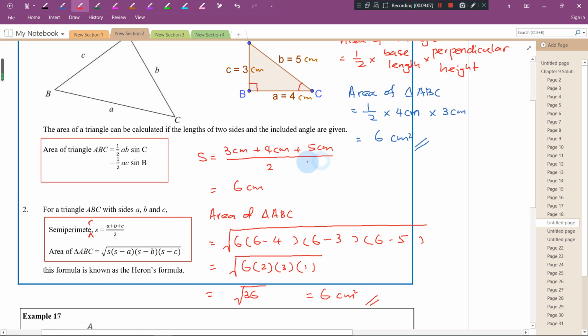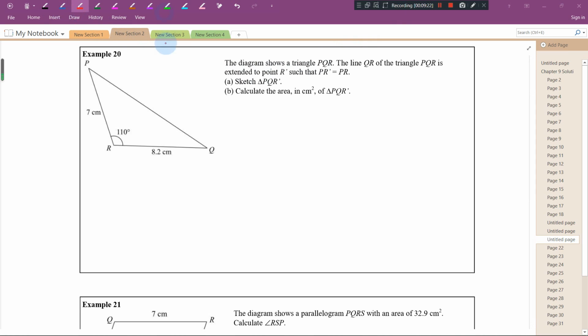Okay, now it should be no problem to use these two methods to help us get the area of a triangle. Now let's try a few examples where we need to use these two methods to help us get the area of a triangle. Okay, let's look at this example.